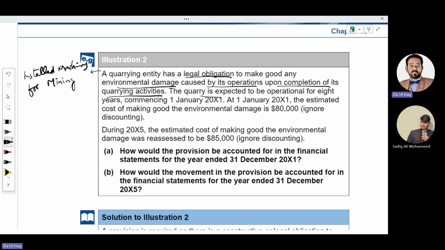The curie is expected to be operational for 8 years, commencing 1st January 20x1. And at 1st January 20x1, the estimated cost of making good the environmental damage is 80,000. Ignore the discounting. That company needs to bear it. During 20x5, the estimated cost of making good the environmental damage was reassessed to be 85,000, meaning 5,000 more. How would the provision be accounted for in the financial statements for the year ended 20x1?